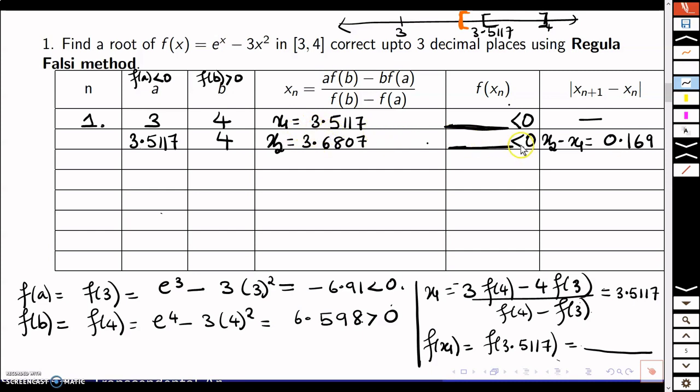Now f of x2 is also negative, and f of a is negative here. So instead of a here, in place of a, this will be 3.6807. Okay, so let me enter that here, 3.6807, and this will remain 4 as it is. So this is the third iteration and the previous one was the second one.